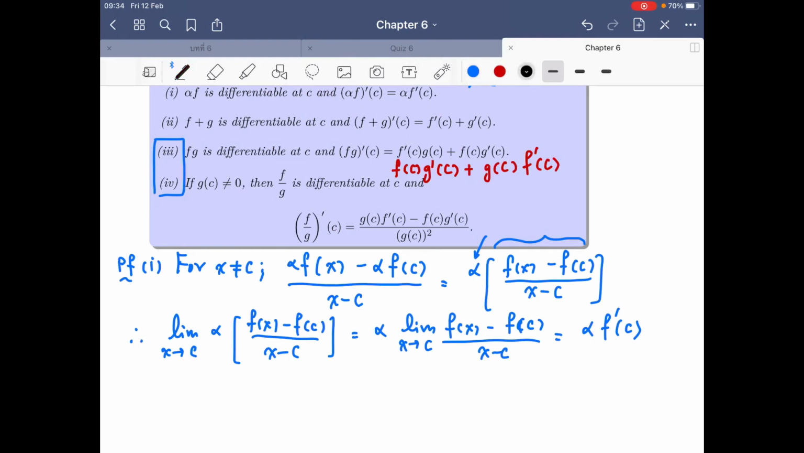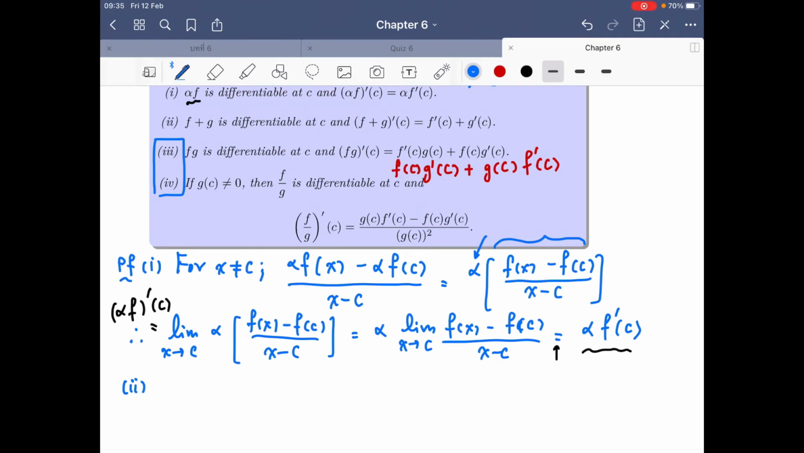And then what is this one? This one is actually alpha f prime at c. So this can be found, it exists, and it equals this value. So this function alpha f is differentiable. For number 2, of course, it is the same.